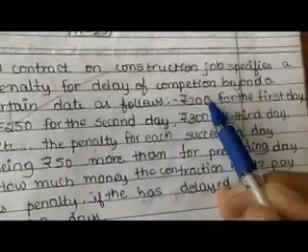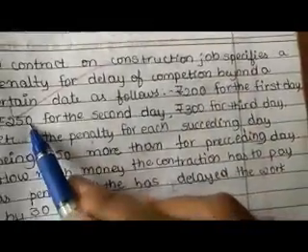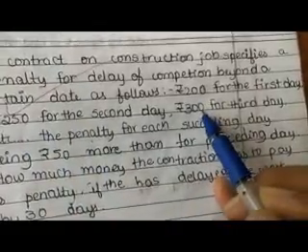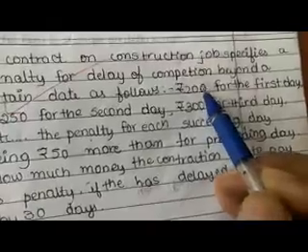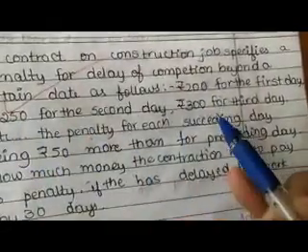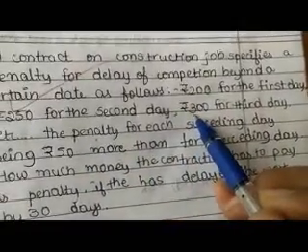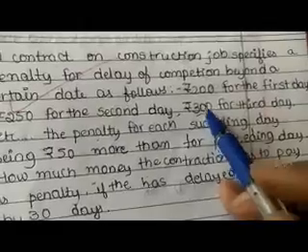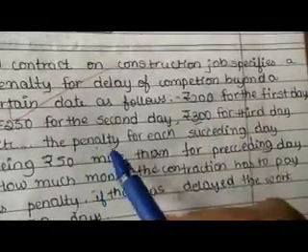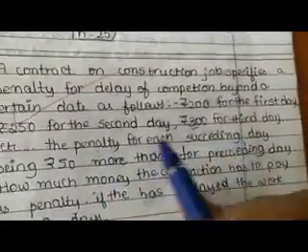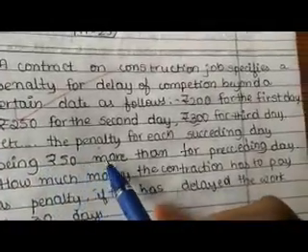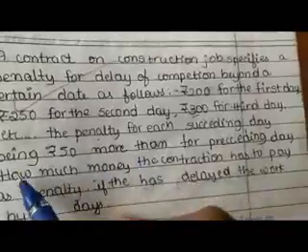Now you see, first day 200, second day 250, third day 300. That means 200, 250, 300. Now each one is differing by how many rupees? 50 rupees. The penalty for each succeeding day being rupees 50 more than for the preceding day.